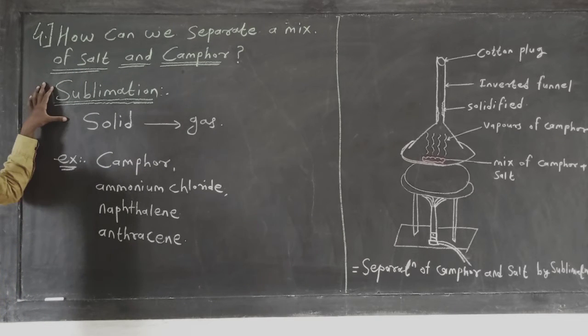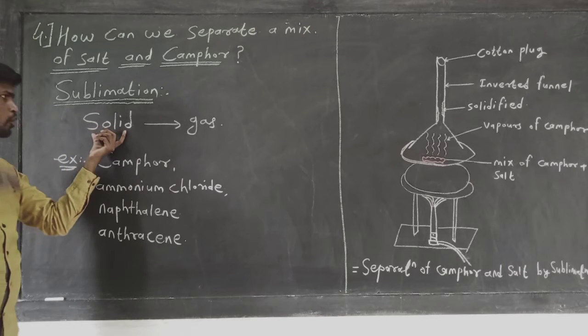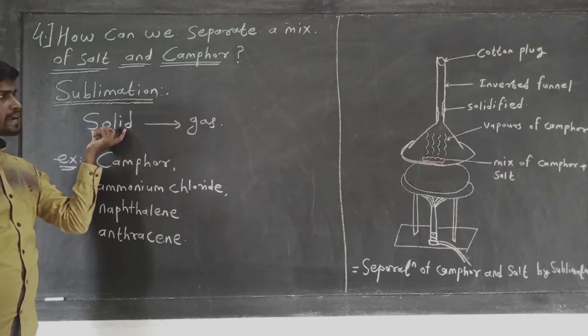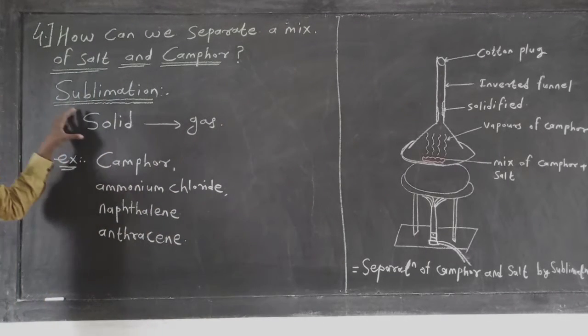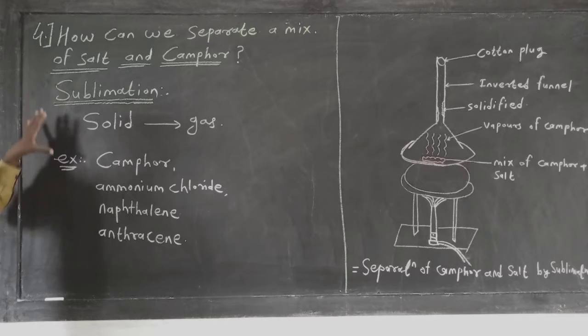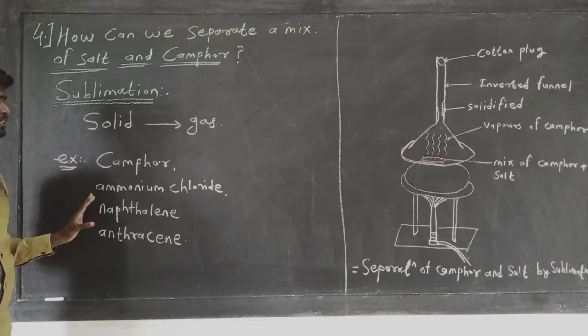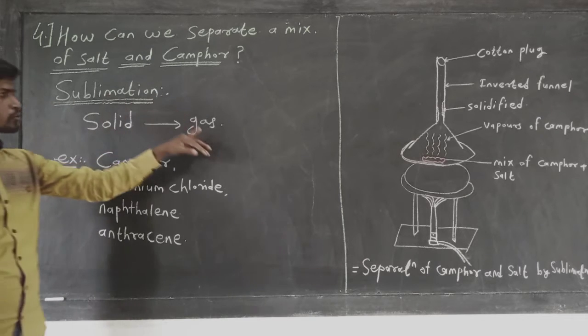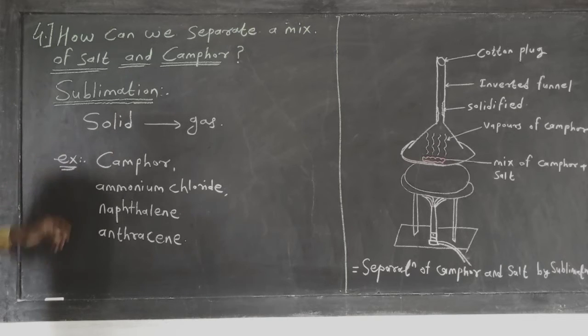First, sublimation. The definition of sublimation is that a solid state directly converts into the gaseous state. It is called sublimation. For example, camphor, ammonium chloride, naphthalene, anthracene. These are in solid state and are directly converted into gaseous state, and this process is called sublimation.